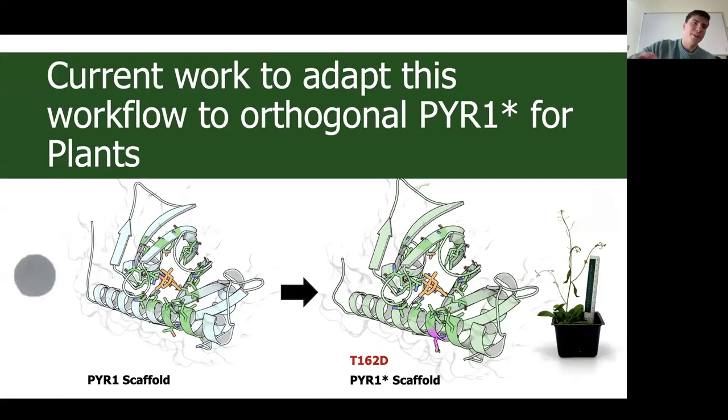And so just to pivot really quickly, I'll talk a little bit more on my current work. Since everything in the past was from that PNAS paper, I'll talk a bit more about things that aren't quite published yet, but I'm working towards. Currently I'm working to adapt this workflow for an orthogonal Pure One called Pure One Star over here. Especially because, and I'll talk about this in a second, the Pure One scaffold, a lot of this work is done in yeast. It works very well in yeast, and for reasons, this Pure One Star works better in plants.